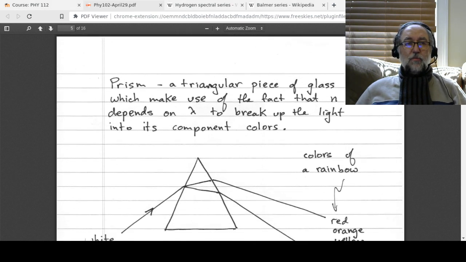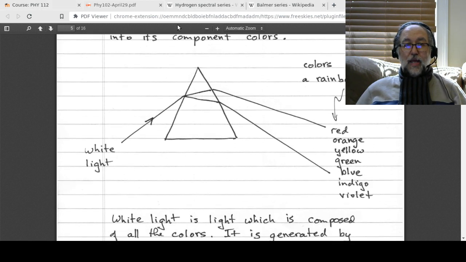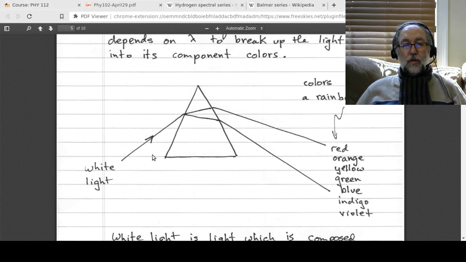Maybe you've played with prisms before. Basically, it's just a triangular piece of glass, and it makes use of the fact that n, the index of refraction of the glass, depends on lambda, to break up the light into its component colors. Here I've drawn a prism, and I don't have colors, but you can just imagine you've got white light coming in here, and when the white light impinges on the glass, the red light, so white light is made up of all the colors of the rainbow.